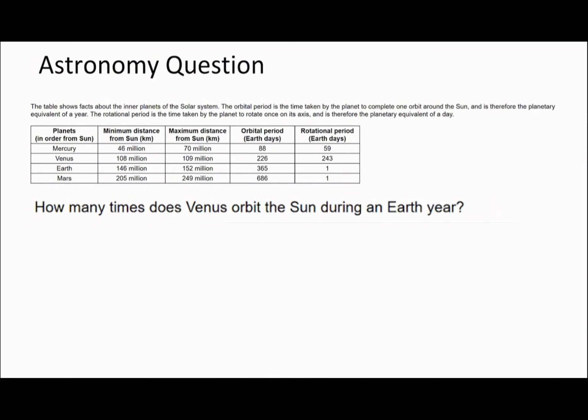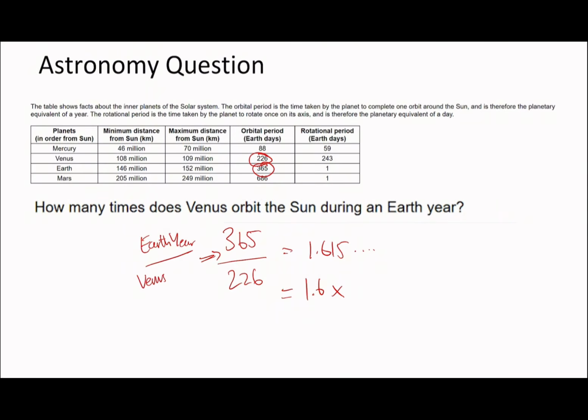How many times does Venus orbit the Sun during an Earth year? An Earth year is 365 days. It orbits the Sun every 226 days. So all you have to do is 365 divided by 226. Put that into your calculator. 365 divided by 226 is 1.615... so that's 1.6 times. So all we did there was take the Earth year and divide it by Venus's orbital period, its solar orbit, which takes 226 days.